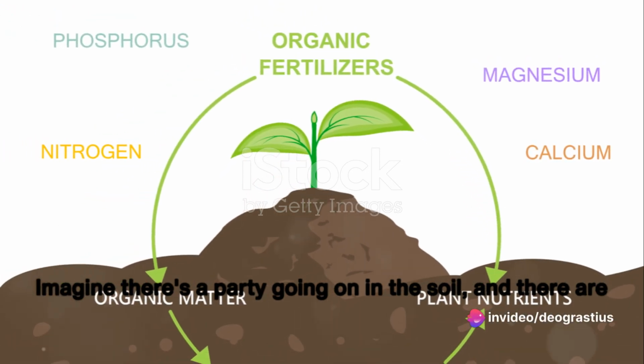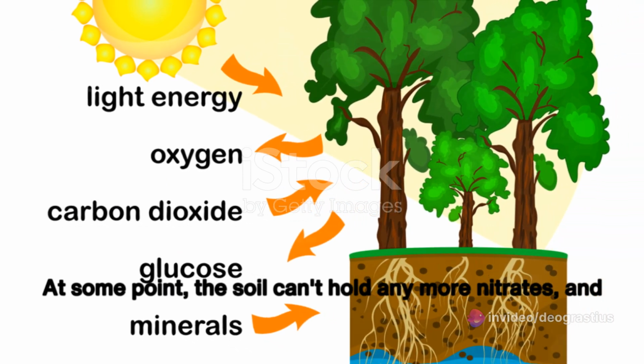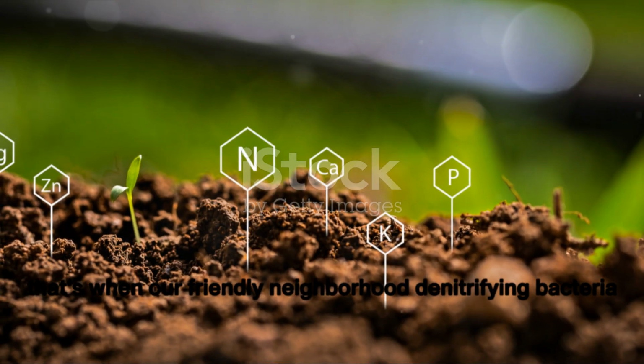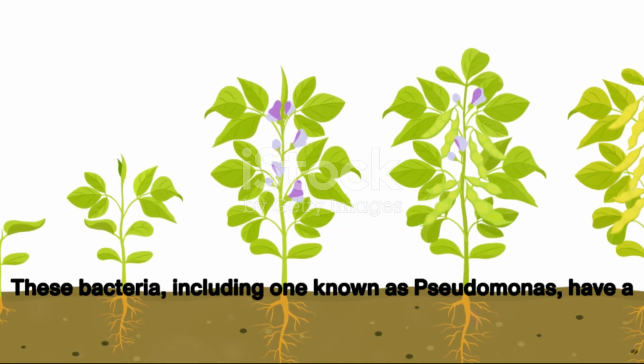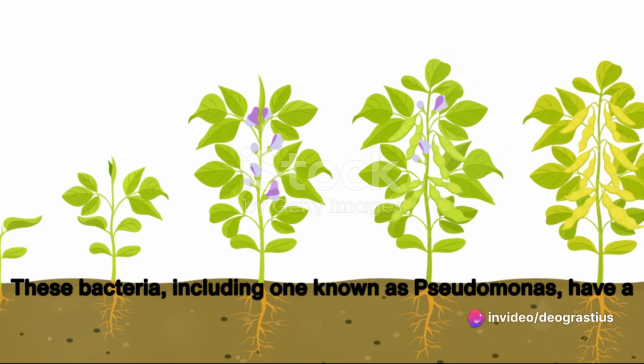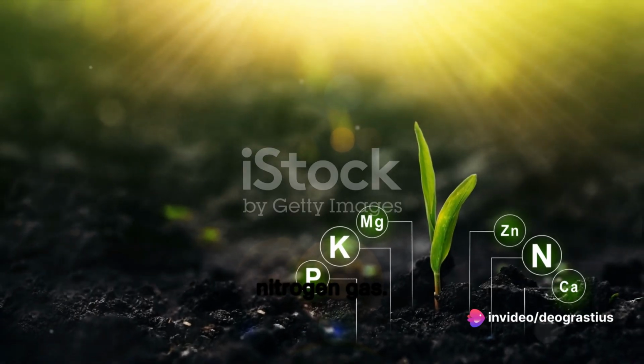Imagine there's a party going on in the soil and there are too many nitrates. At some point, the soil can't hold any more nitrates, and that's when our friendly neighborhood denitrifying bacteria step in. These bacteria, including one known as Pseudomonas, have a very important job. They take these excess nitrates and convert them back into nitrogen gas.